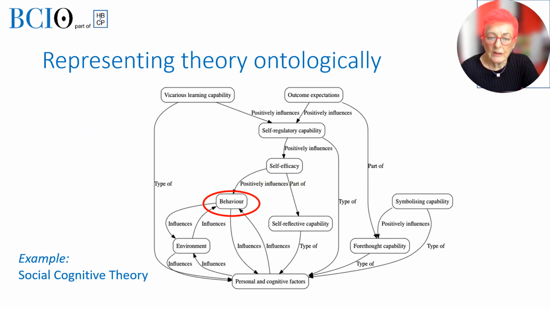Here's an example of a theory being represented ontologically. The theory here is social cognitive theory, and at the centre you can see behaviour change. And the direct influences on behaviour change are self-efficacy, the environment, and personal and cognitive factors. But you can also see that there are many distal elements, and they are identified in this representation of the theory.